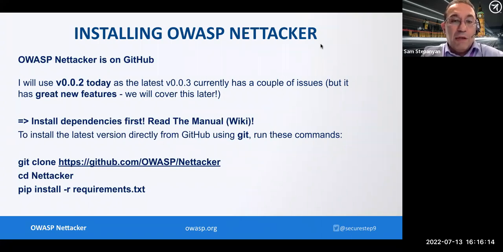However, I will be showing today version 002, and to install that one, you will have to go to the GitHub releases page and then click on version 002 and download the software either in zip format or in gzip format, of course, depending on which platform you're using, Windows or Linux or Mac OS.